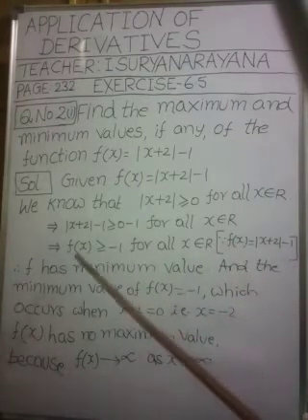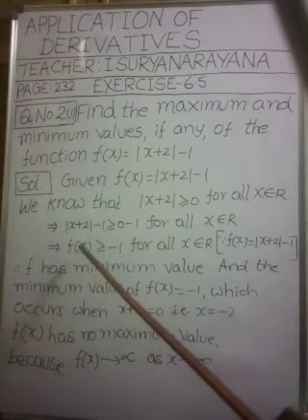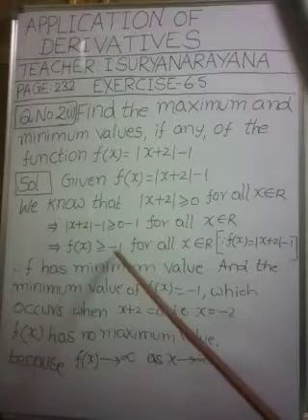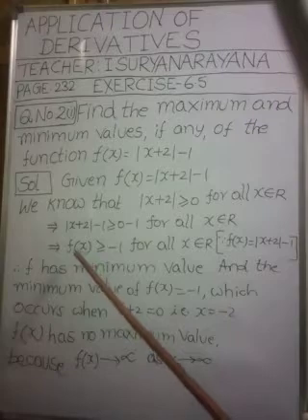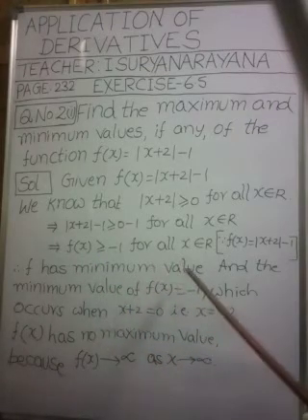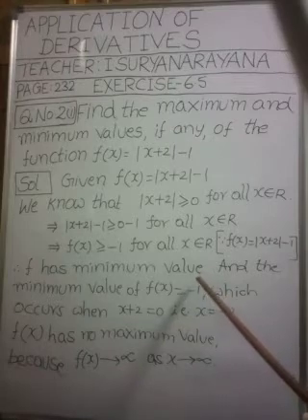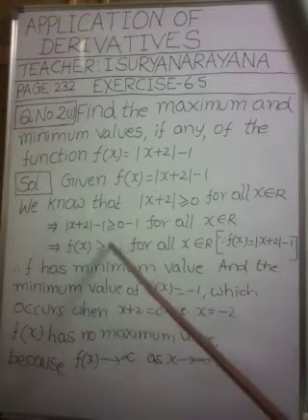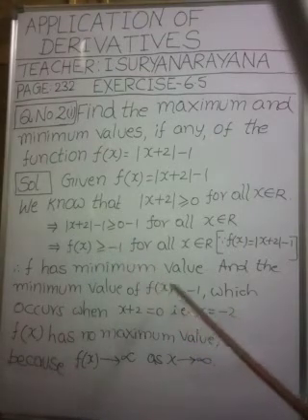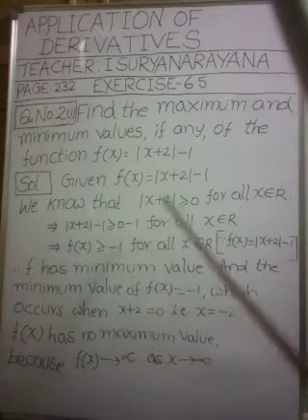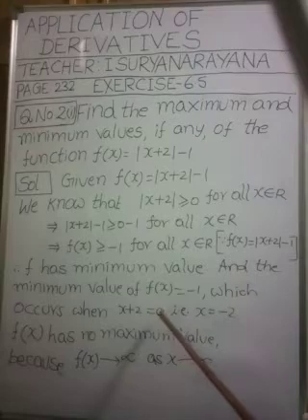If we observe this statement, f of x value is always greater than or equal to minus 1 for all x belongs to R. It means we can say that f of x has a minimum value, and the minimum value of f of x is minus 1, which occurs when x plus 2 must be equal to 0. X plus 2 equal to 0.